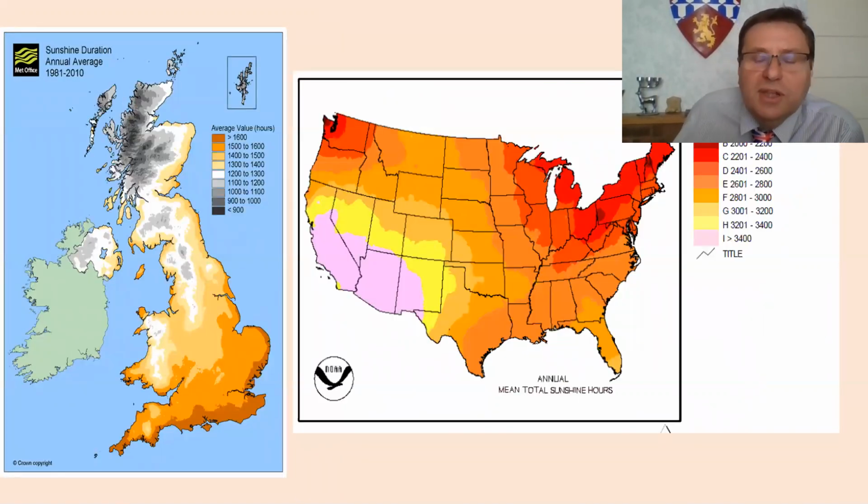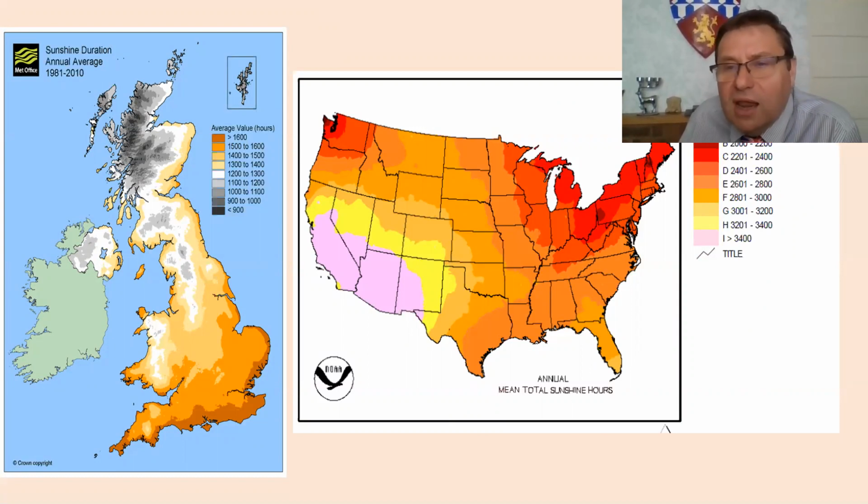Here's an interesting one. This is the average number of hours sunshine in a year. So how much sunshine do we get? So they both look quite orange to me. So you'll have to look at the key, because the keys are a bit different. So what do you think? How many hours of sunshine do we get in London? What's the average number of hours a year of sunshine compared to Atlanta?